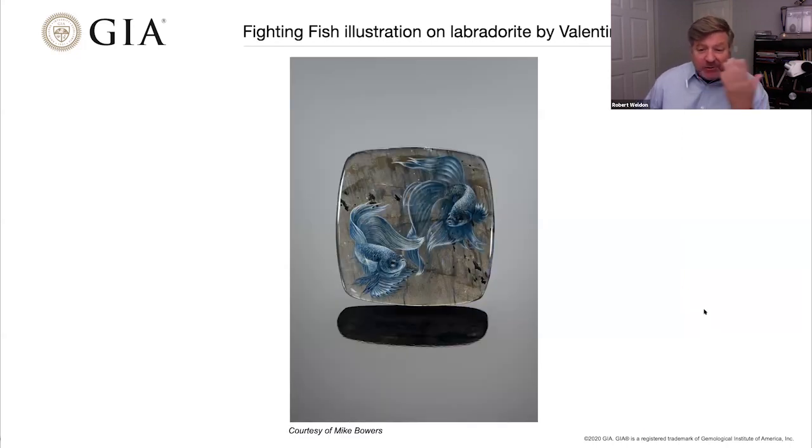This is something I photographed just 3 or 4 days ago. Amazing piece. This is labradorite, and it is painted on the surface by this incredible artist, Valentina Fetiskova. And it's just such a magnificent piece. But you know, I'm looking at this and I'm saying, yeah, great, that's labradorite, fantastic. Okay, it sort of looks like labradorite, but where is the labradorescence?